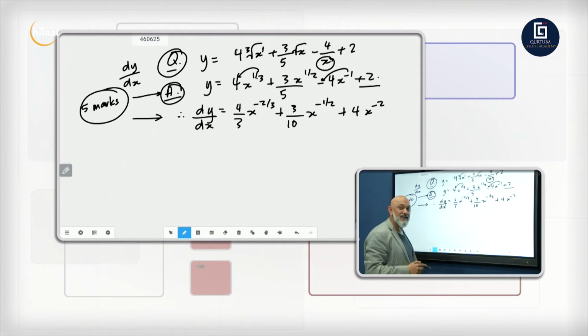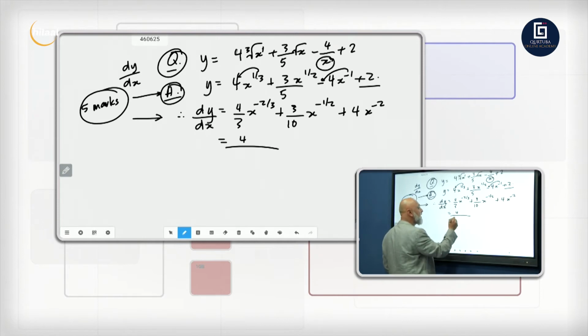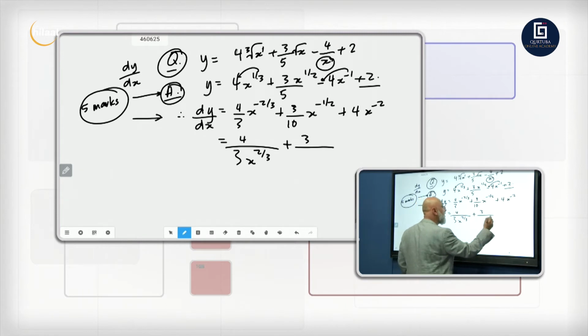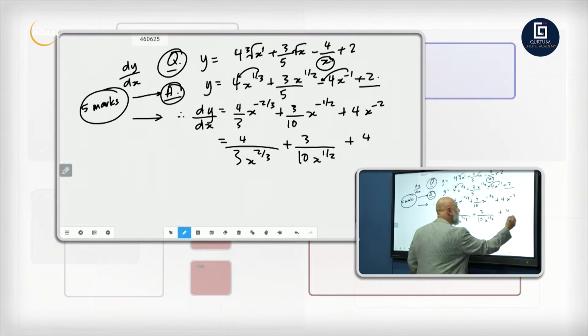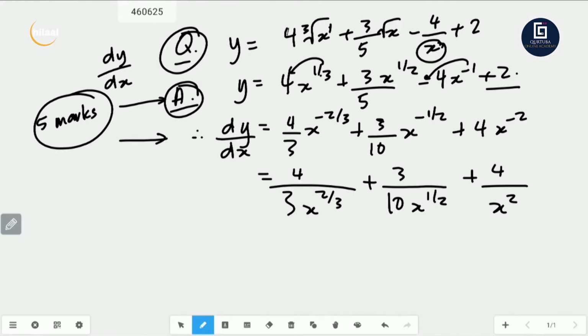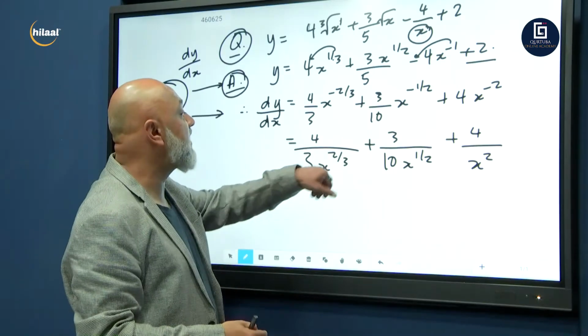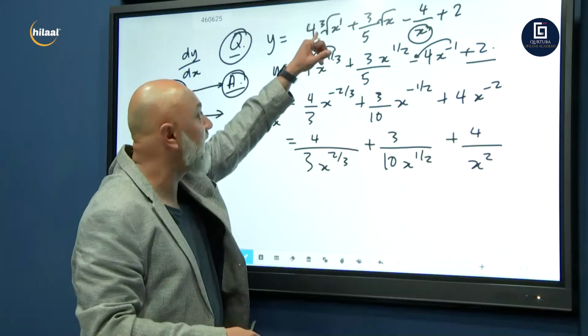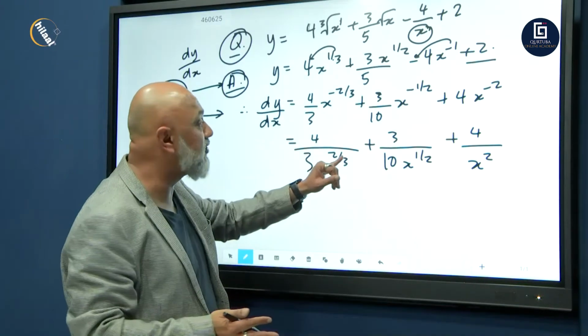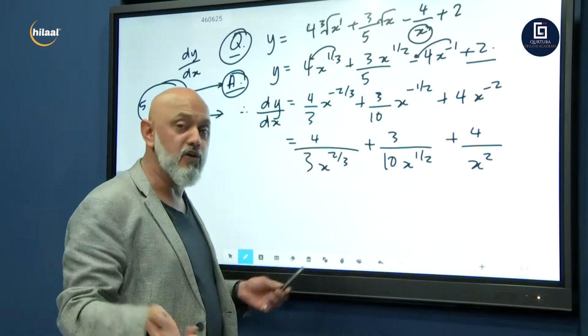Is that my final answer? No. What must I do? Write it with positive exponents. So it's 4 over 3 x to the power plus 2 over 3, plus 3 over 10 x to the power plus a half, plus 4 over x to the power 2. You might ask the question, do I need to put it back into third form like that? No, you don't. As long as you leave it with positive exponents, you can leave it.